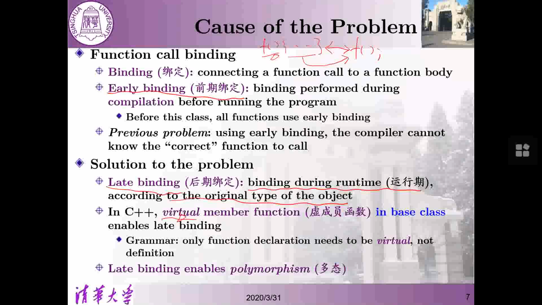Okay, let's continue our class. So we just learned that the problem was caused by early binding. Before we use the virtual keyword, all the function calls are using early binding. And this virtual keyword enables late binding. So late binding enables polymorphism.